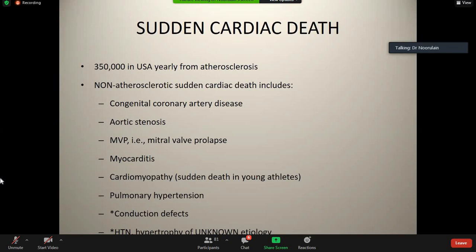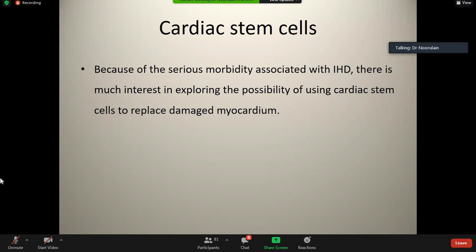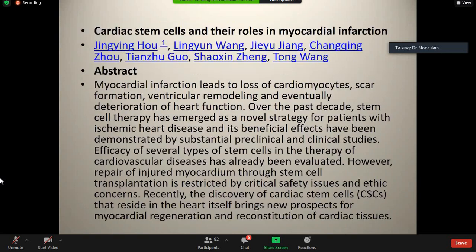Okay, what are the cardiac stem cells? Cardiac stem cells are a new term, and it is based on the myocardial infarction. Because of the serious morbidity associated with ischemic heart disease, there is much interest in the ability of cardiac stem cells to replace the damaged myocardium. This is the new term used in your book, stating cardiac stem cell and their role in the myocardial infarction.